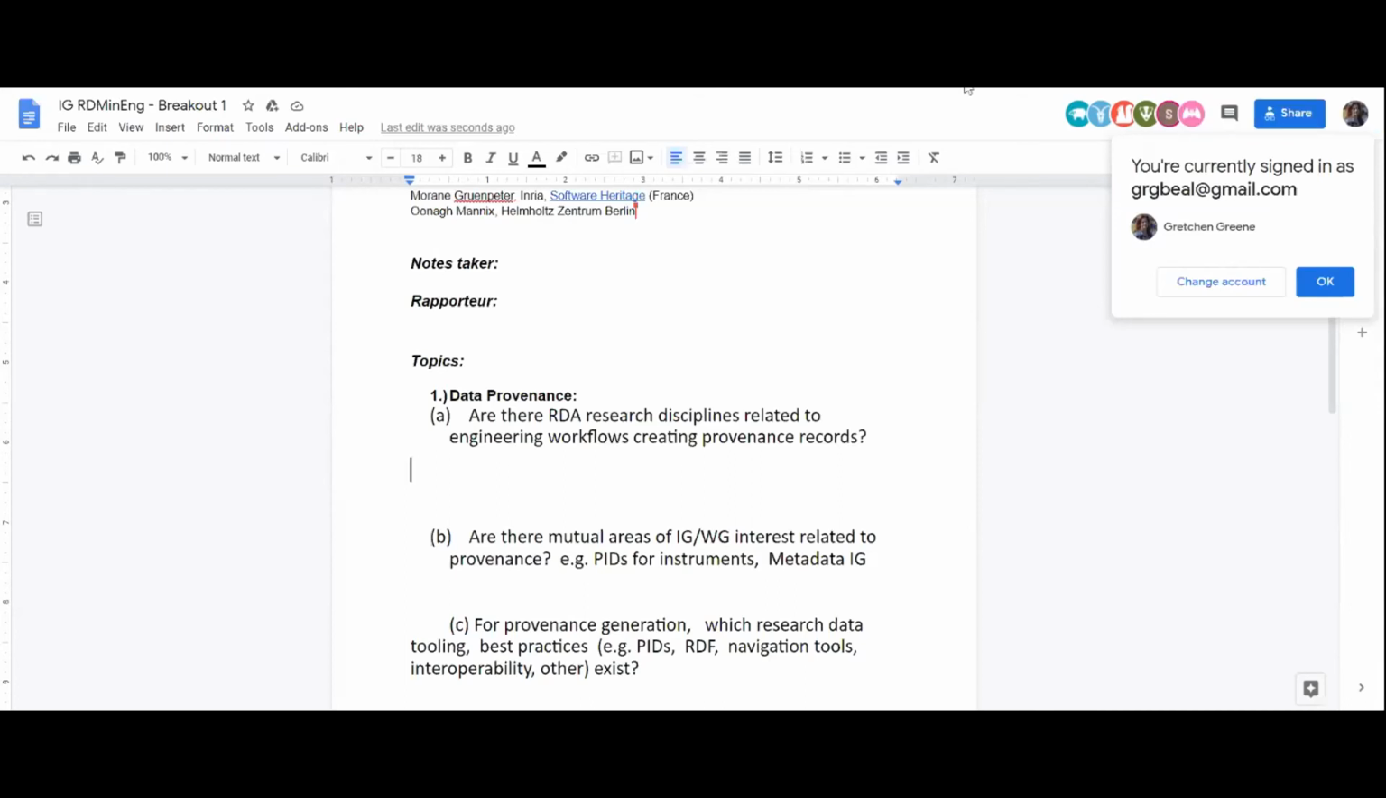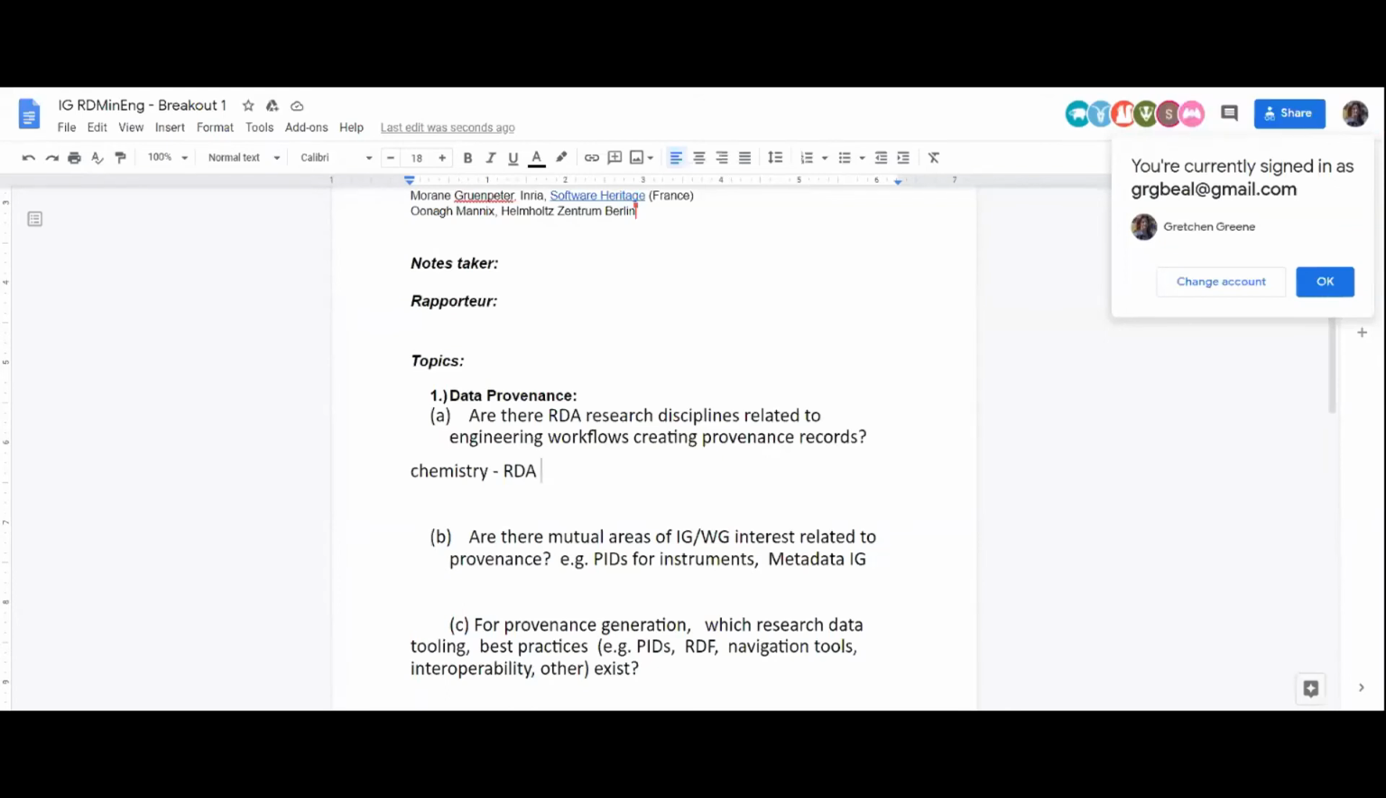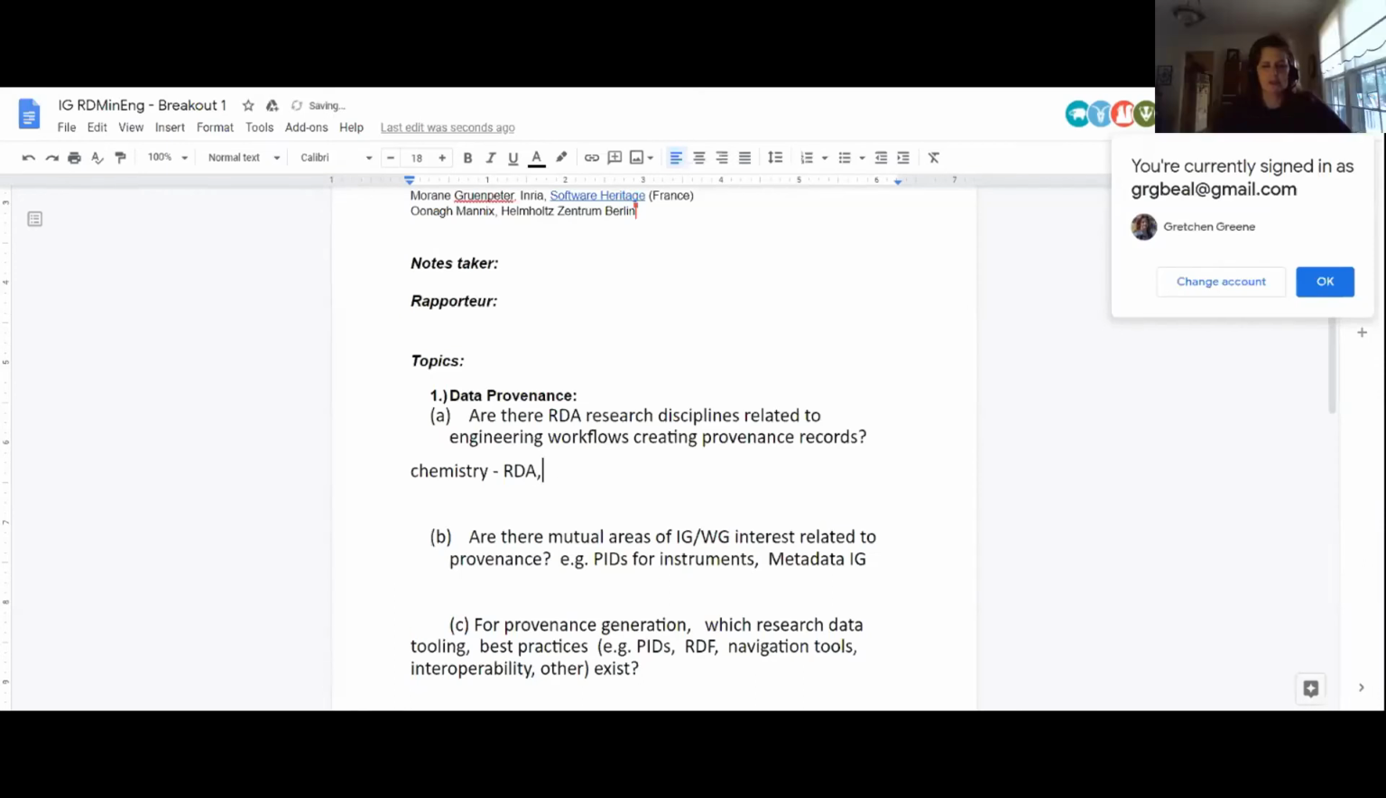I think chemistry could be one of the disciplines, but I think that the RDA group in chemistry is not that active. Okay. And chemistry in terms of engineering workflows and creating provenance, maybe in terms of samples or history? Yeah. Sorry, go ahead. No, that's fine.